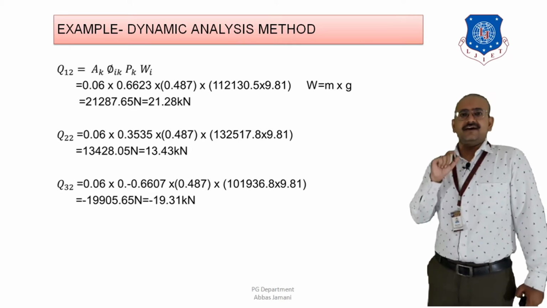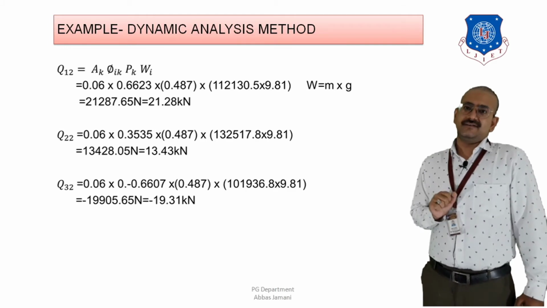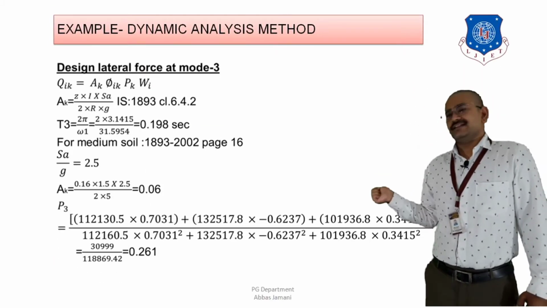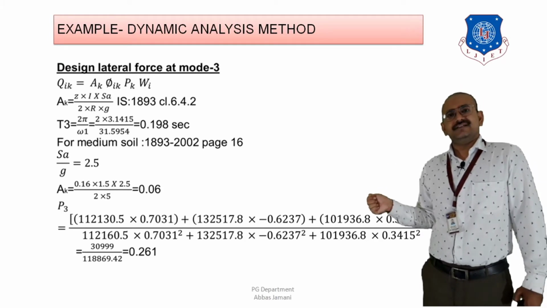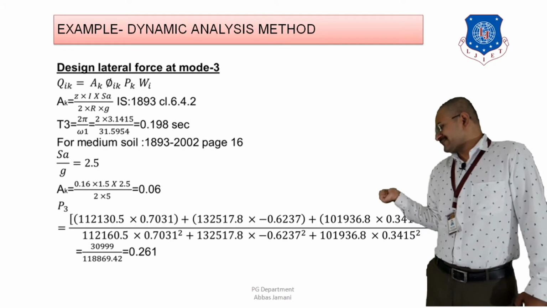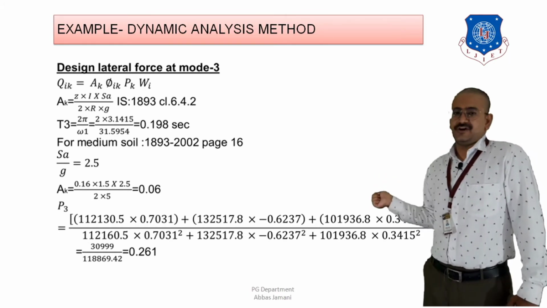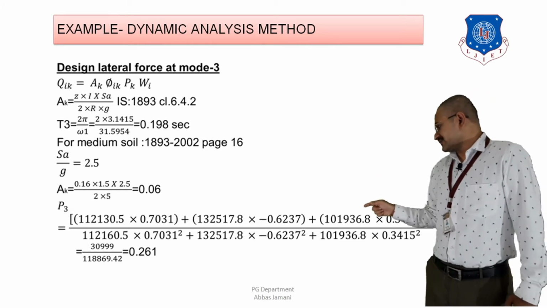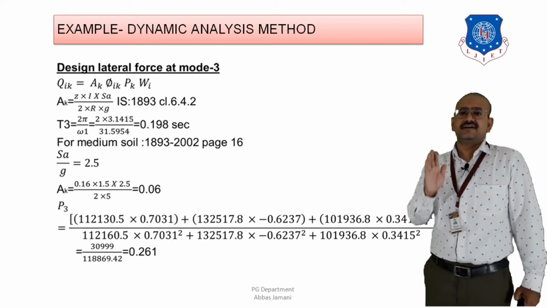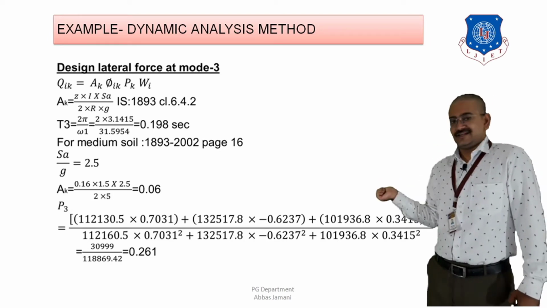Right? So we have the values for the first mode, we have the values for the second mode, now we have to calculate the values for the third mode. Same procedure again, we take the value of Ak where everything will remain the same but the value of T will change. That is T3 is equal to 2 pi by omega 3. Substituting this value, again I will get the value of time period as 0.198 second. Substituting into Ak, I will get the value as 6%. That is, 6% of the total seismic weight will be transferred as lateral load to the building.